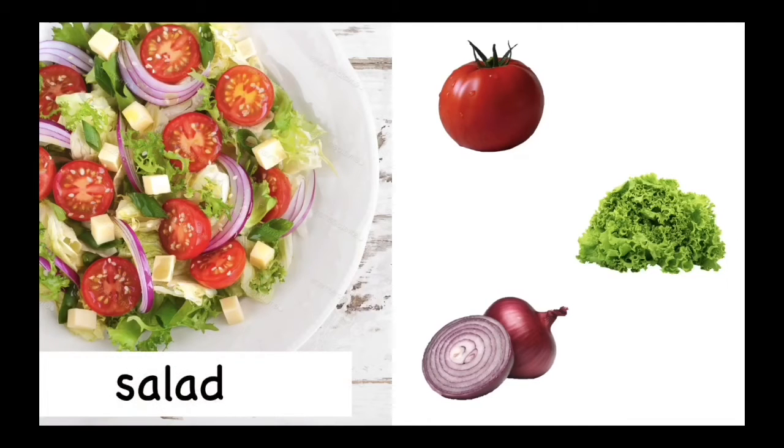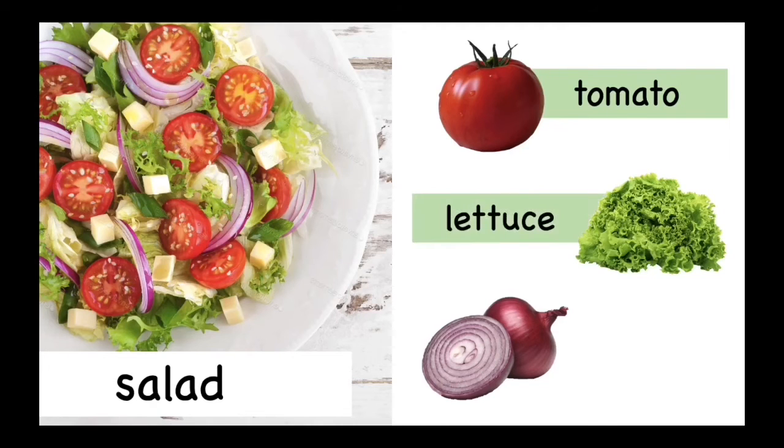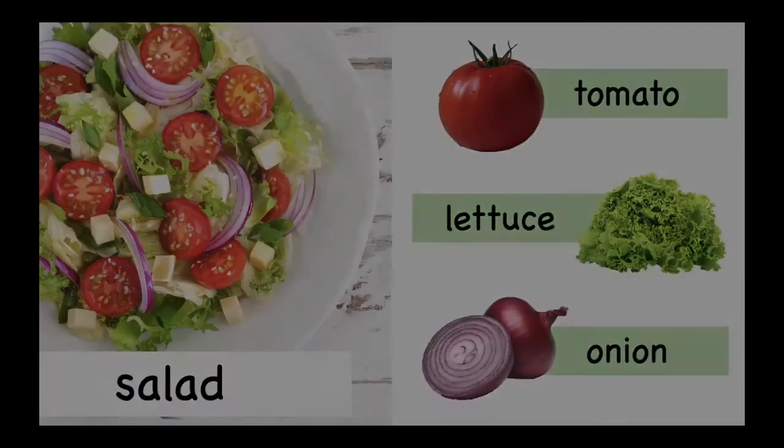And the next thing is the salad. In this vegetable salad, we need 3 ingredients. The first one is tomato. Tomato. Repeat after me. Tomato. And the next one we need is lettuce. Lettuce. Repeat after me. Lettuce. And the next one we need is onion. Onion. Repeat after me. Onion. Great.